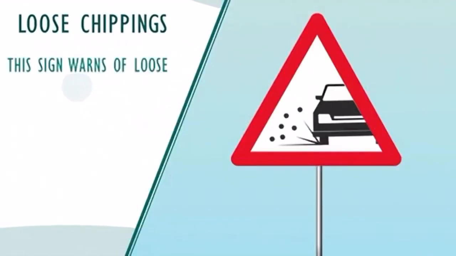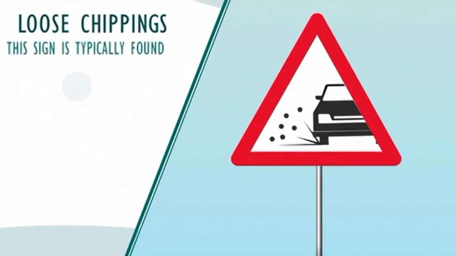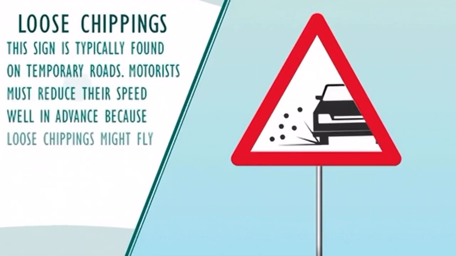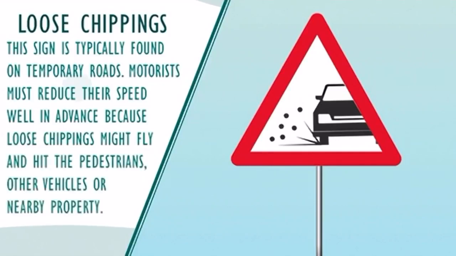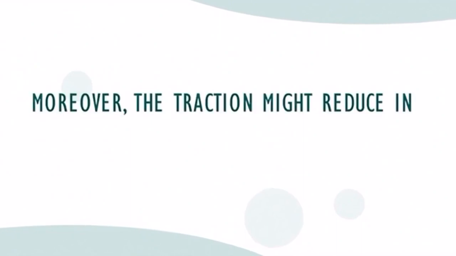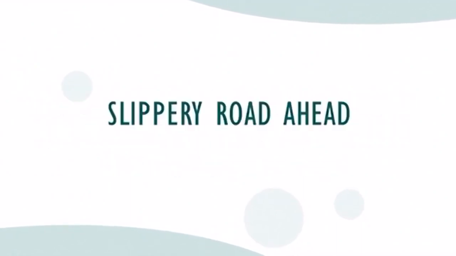This sign warns of loose chippings, such as sand or gravel. This sign is typically found on temporary roads. Motorists must reduce their speed well in advance because loose chippings might fly and hit the pedestrians, other vehicles, or nearby property. Avoid hard braking to avoid skidding and losing control of the vehicle. Moreover, the traction might reduce in such areas, so maintain a safe distance from the vehicle in front.